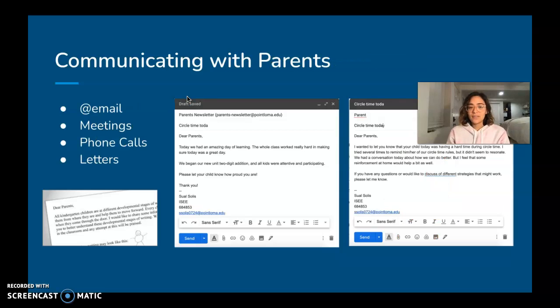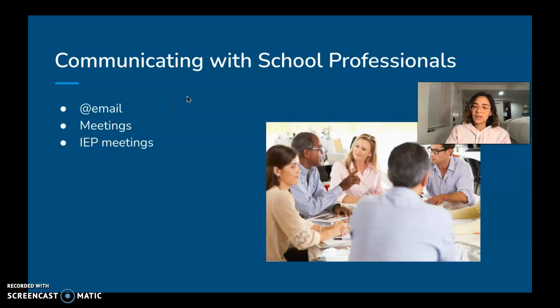Communicating with parents, definitely use email, meetings, phone calls, letters. Whatever I can in order to communicate with the parents, I think is my responsibility to be able to do so. Here are two examples of emails that I would send. I would send letters home with their backpacks. If email's not one of them, I would call them if I had to. Whatever is necessary in order for me to communicate.